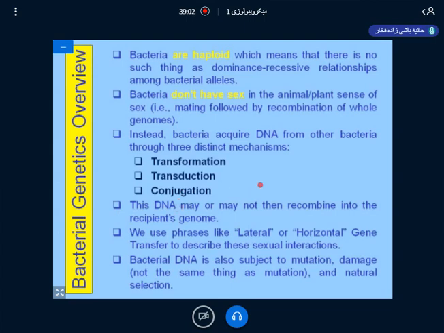This DNA may or may not recombine into their genome. And we use phrases like lateral or horizontal gene transfer to describe this. Like this slide, it is important for you. What is transformation, transduction, or conjugation? Do you know? Did you study before? Please write.